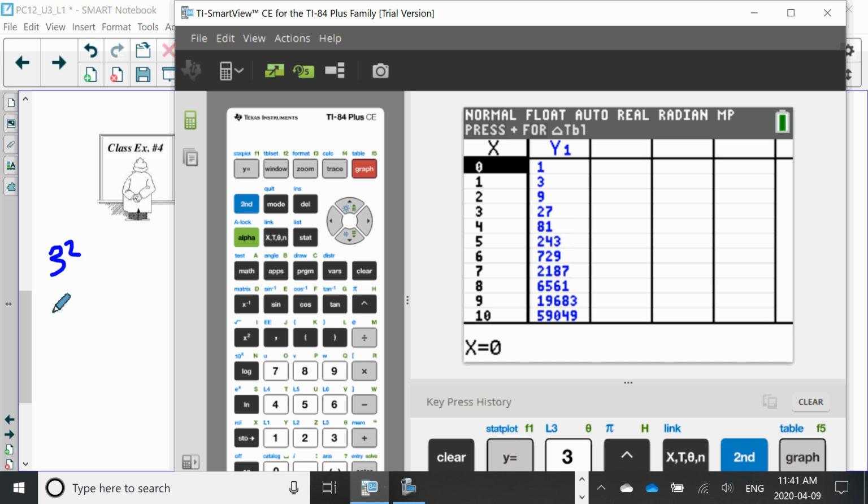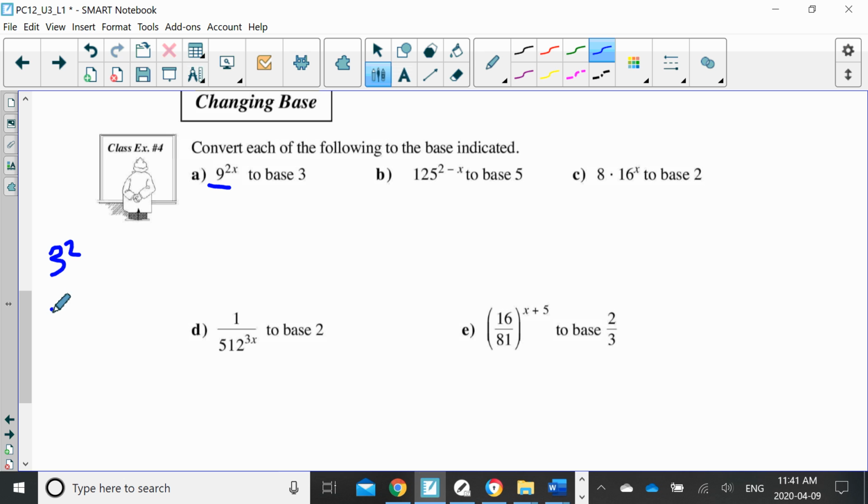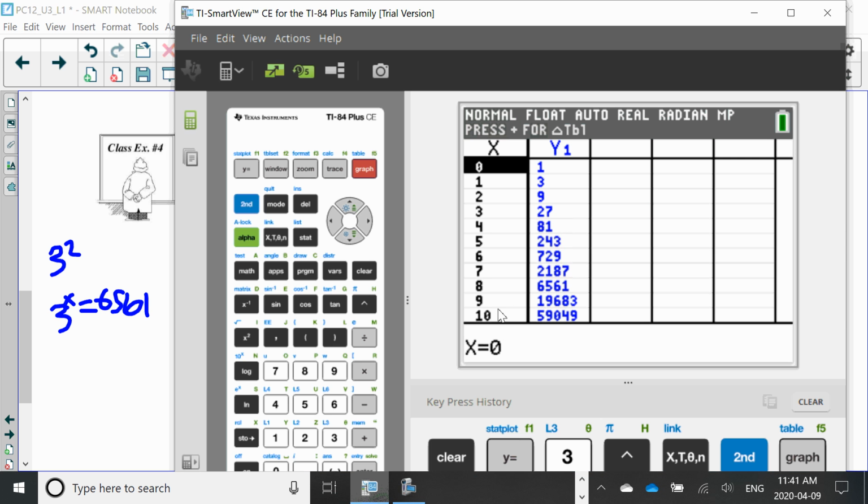So for example, if I said over here, 3 to the power of x is equal to 6561, you would literally just, instead of guessing and checking 3 to the power of 1, 3 to the power of 2, 3 to the power of 3, take your calculator out, check under 3 to the power of x, and 3 to the power of 8 is 6561.